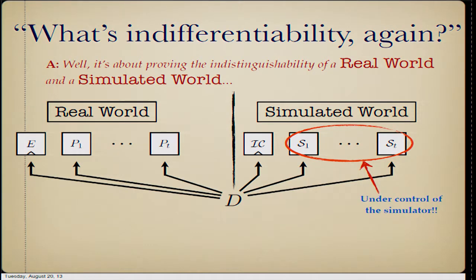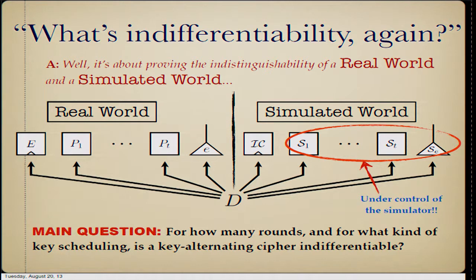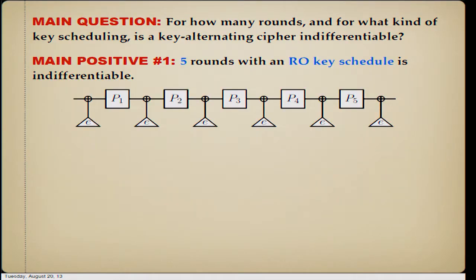That's basically the idea. So the main question is for how many rounds and for what kind of key scheduling is a key alternating cipher indifferentiable? It's good that I mentioned the key scheduling, because the key schedule, I didn't mention it recently, but it could be idealized too. It could use a random oracle or random permutation or something. So if it's idealized, it should be included as an oracle itself. Okay, so here I put an extra little gadget for the key schedule, and it also falls under control of the simulator. So this is our main question. So the main positive result is that 5 rounds with a random oracle key schedule is indifferentiable.